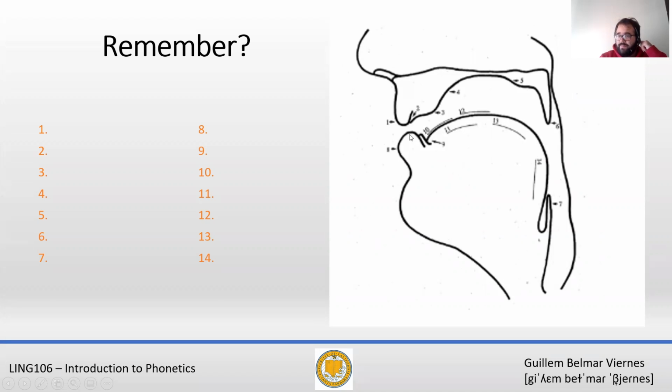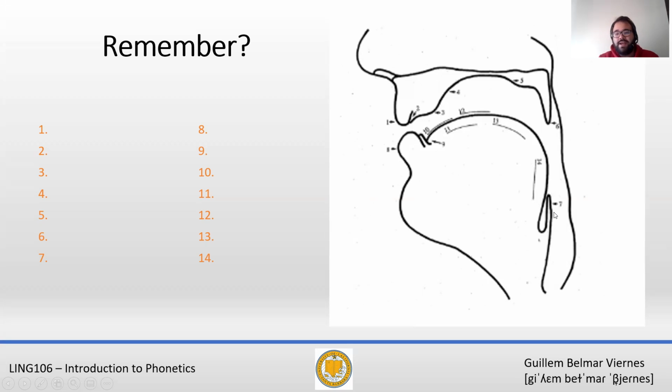And we've got the upper lip and the upper teeth. Then we've got the alveolar ridge, the hard palate, soft palate or velum, the uvula, and then we've got the epiglottis here. Sorry, the glottis is down. There's the epiglottis, and then you've got the lower lip, the lower teeth, and then we've got the tongue here with the tongue tip, the tongue blade, body, dorsum, and then root.